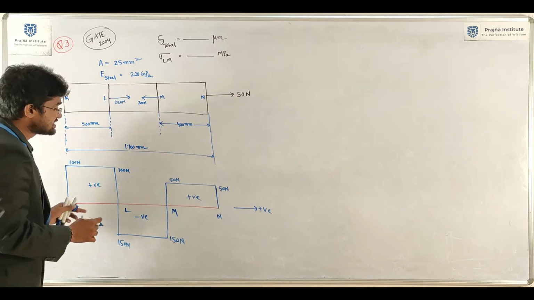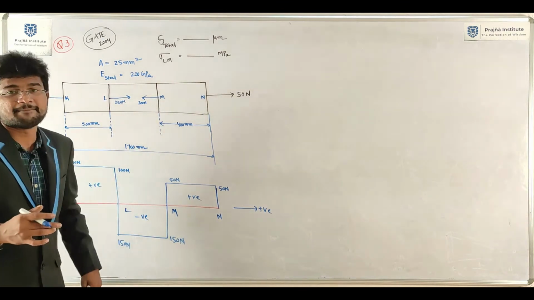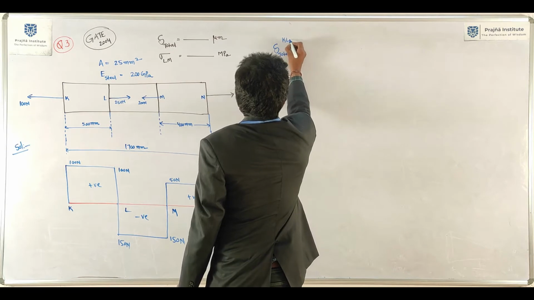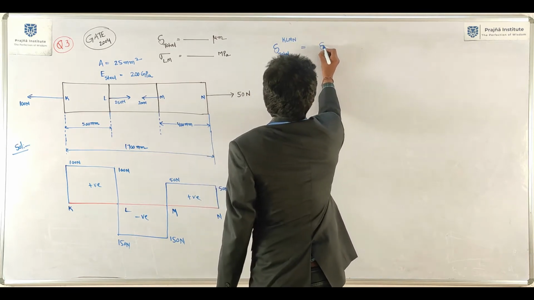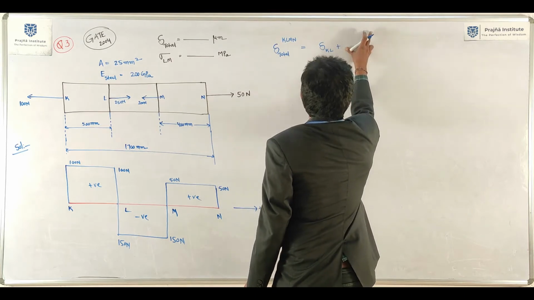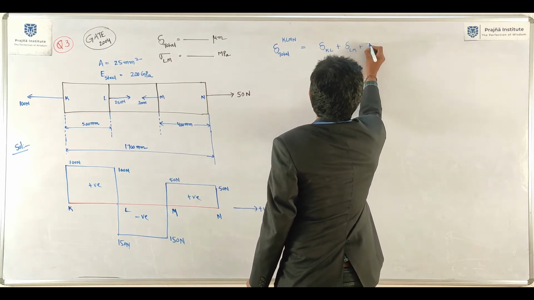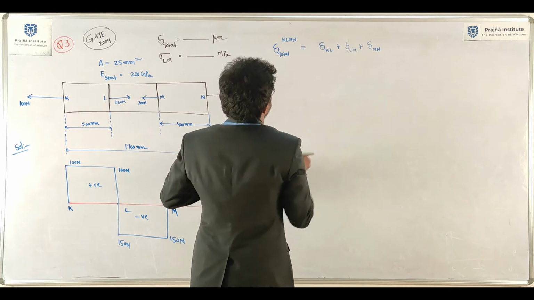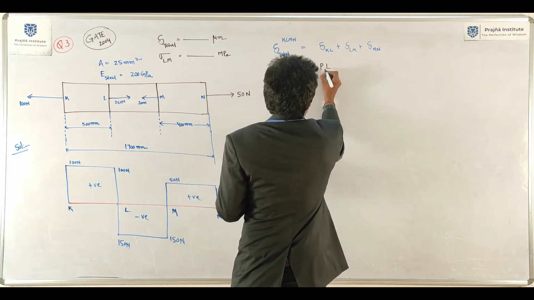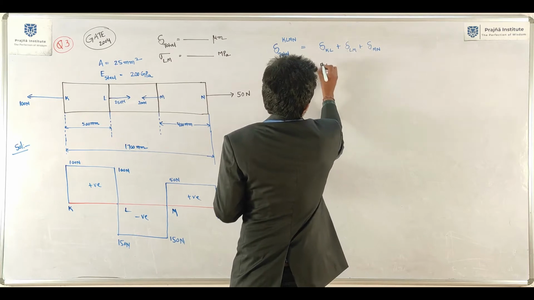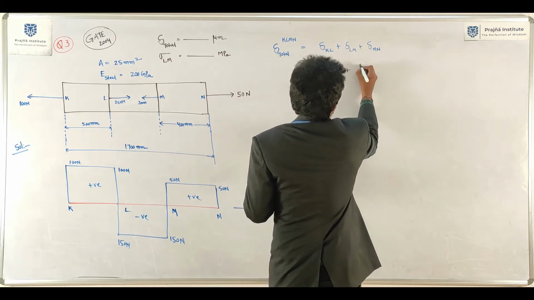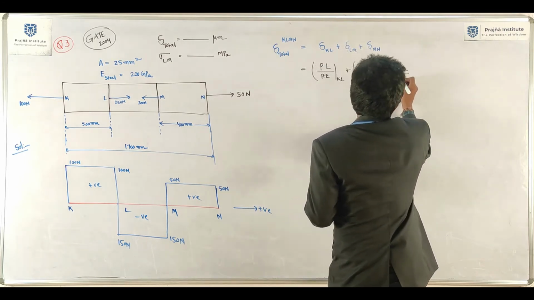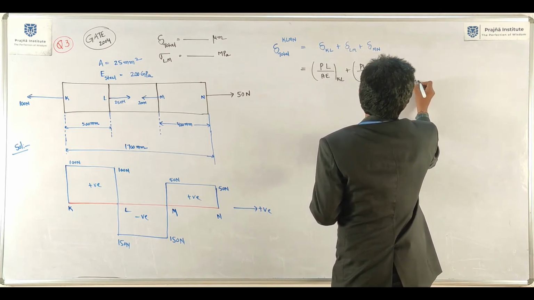What is the total axial deformation in the bar KLMN? Total axial deformation in the bar KLMN equals delta KL plus delta LM plus delta MN. Okay, so it is very simple actually. The deformation is PL by AE in the portion KL, PL by AE in the portion LM, and PL by AE in the portion MN.